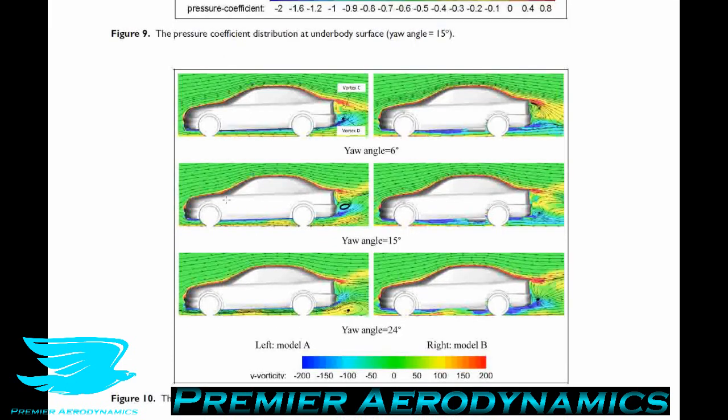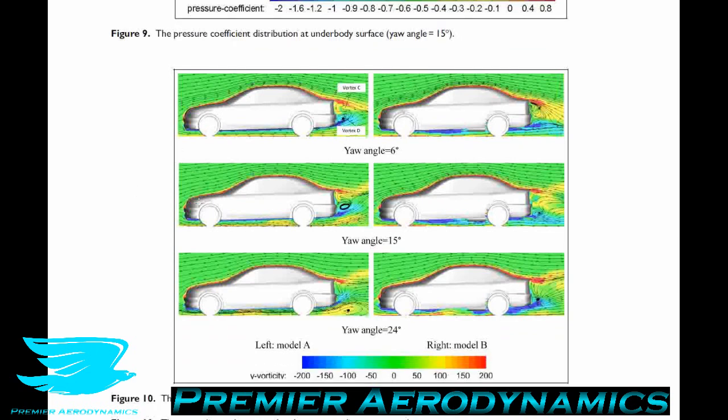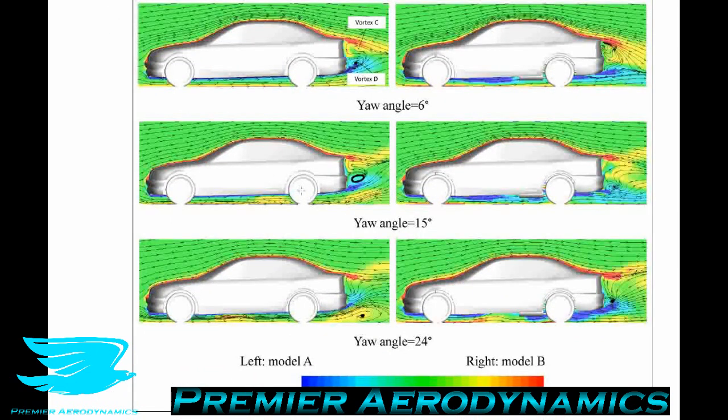Let's move back on to figure 10 and finish this bit off. So increasing the yaw angle seems to have the exact opposite effect on the rear vortex for Model A compared to Model B. Increasing the yaw angle for Model A, we can see that the vortex becomes less prominent. Not only do the streamlines become more dissipated, but the vorticity, which is colored from blue to red, is also becoming less strong. So the vorticity is less.